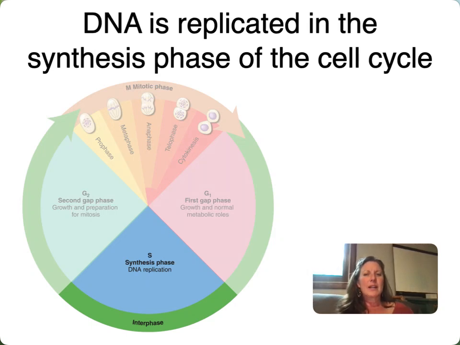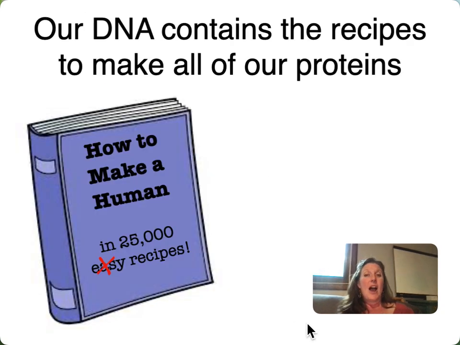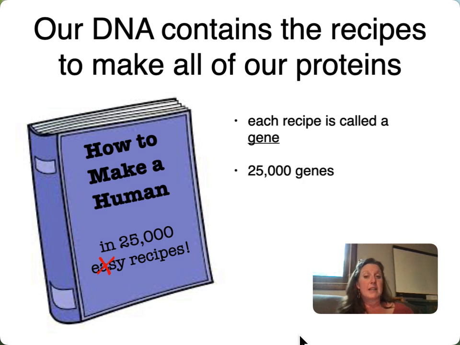All right, now we're going to talk about how the cell replicates the DNA. DNA is replicated in the synthesis phase of the cell cycle. Now, our DNA contains the recipes to make all of our body's proteins, and we have about 25,000 recipes or 25,000 genes. So you can think of our DNA as being like a cookbook, where each recipe is a gene.